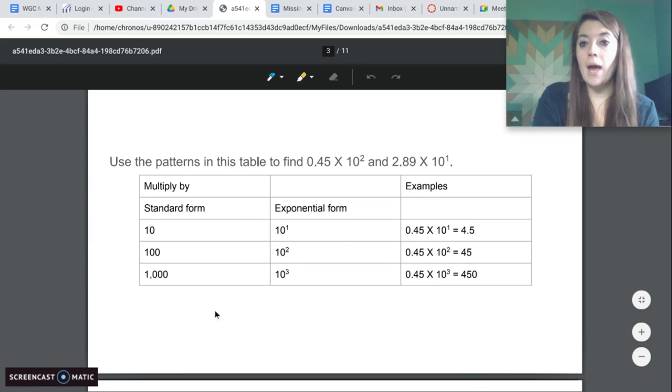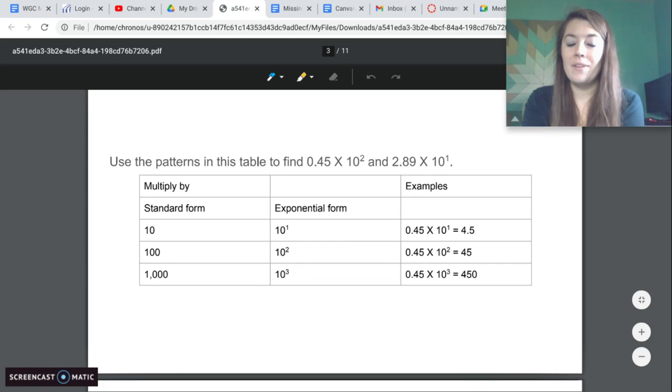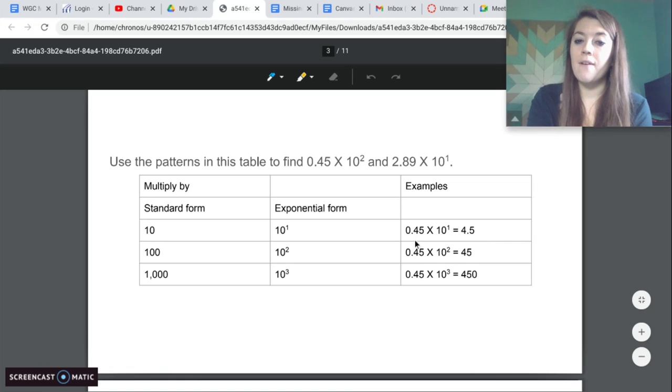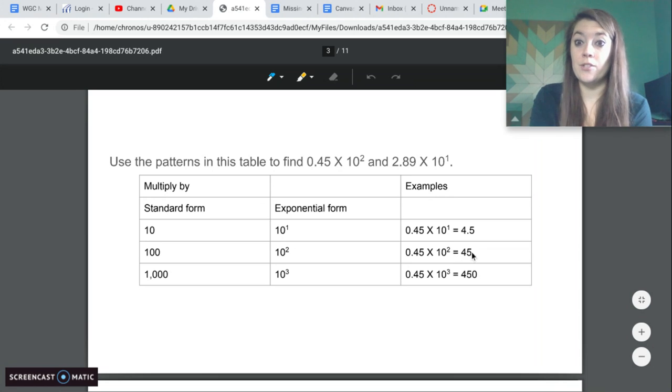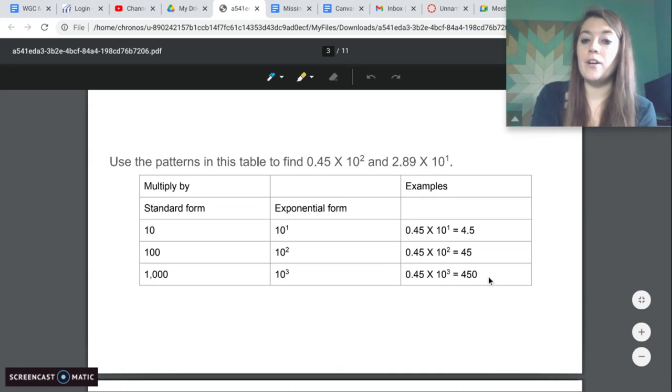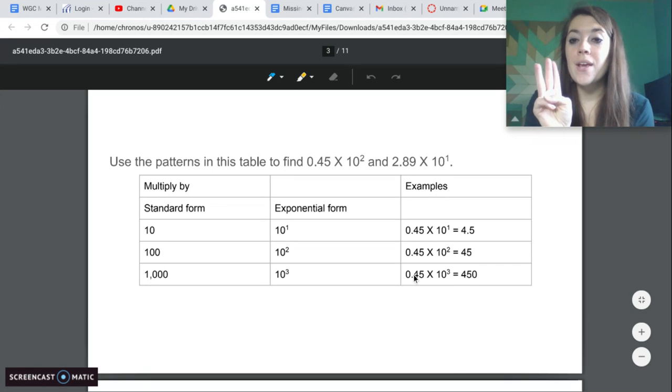So going back to our exponential forms and expanded forms, you've got to make sure you know these. Example, 45 times 10 to the first equals 4.5. It moved our decimal back 1. Then standard form 100, which is 10 squared, and 0.45 times 10 to the second gives us 45. It moved it 2 back. Notice, 2 for an exponent, moved it 2 back. And then we have standard form 1000, exponential form 10 to the third, 0.45 times 10 to the third is 450, which means it moved it 3 back.